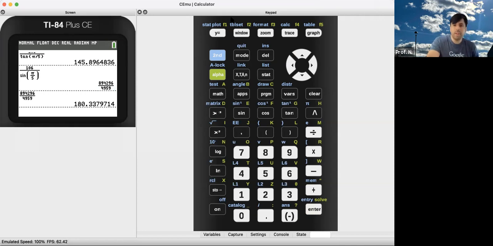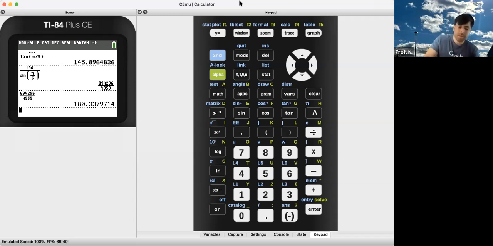Yeah, so I get 180. Okay, good. So you guys got it as well. I got 180.3 as well. Good. So now you can put that as your value for C, 180.337 dot dot dot. So there we go.